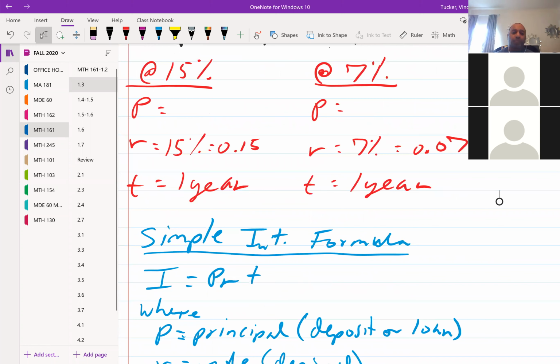All right. So the problem is we don't know how much we're going to deposit as far as the principal is concerned.